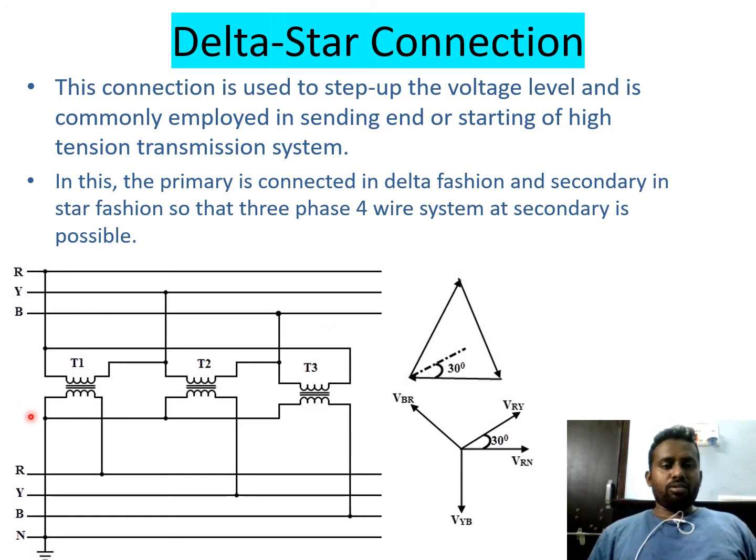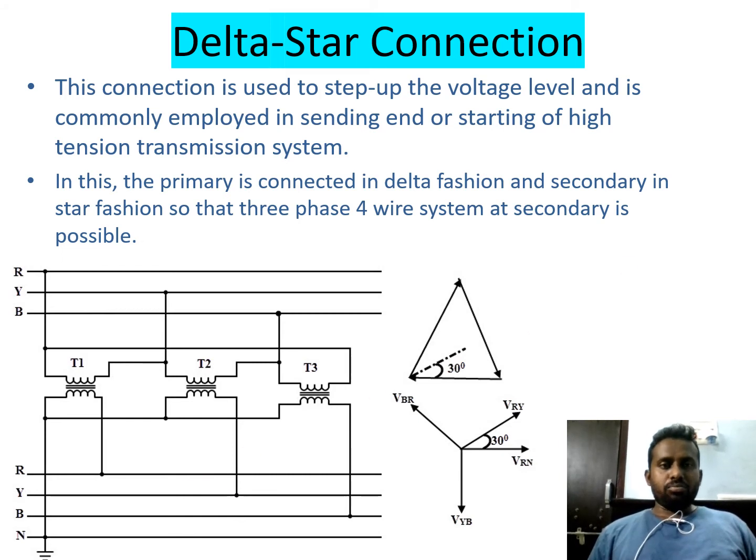Right, these are connected to neutral, so this is not a common point. Whereas in delta, this is a common point which is connected to R. This is a common point between these two connected to Y. This is a common point that is connected to B. This type of connection is delta, and this type of connection is star.